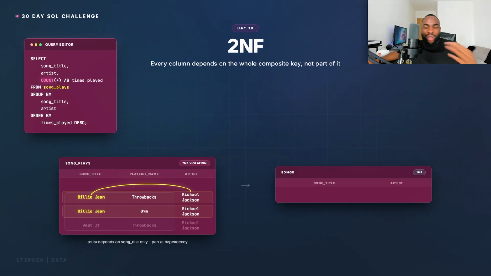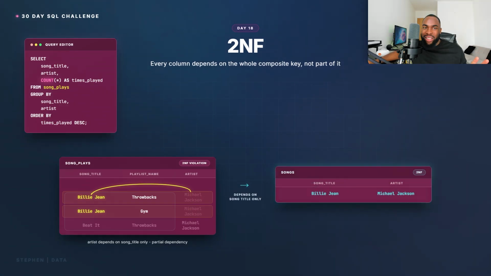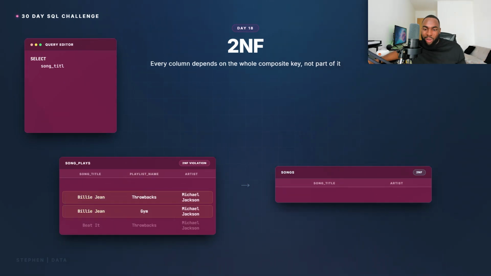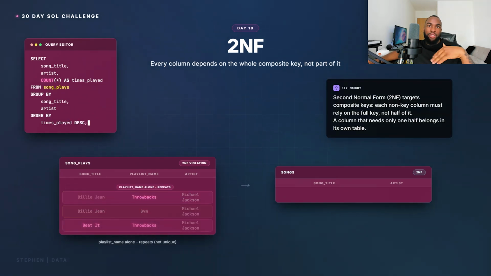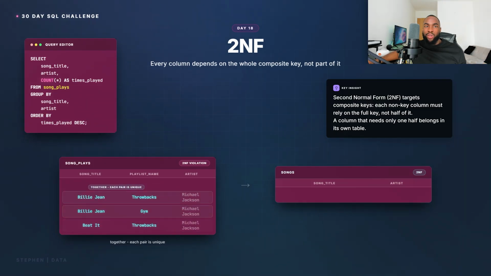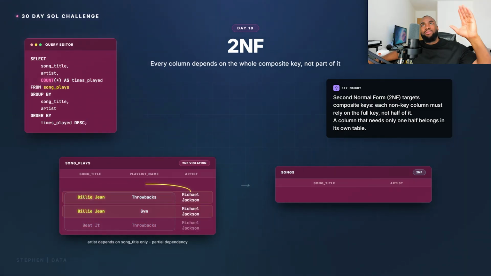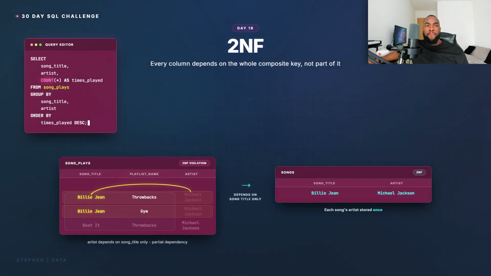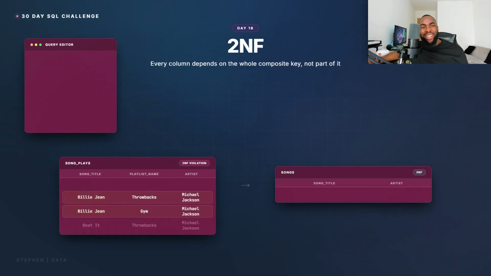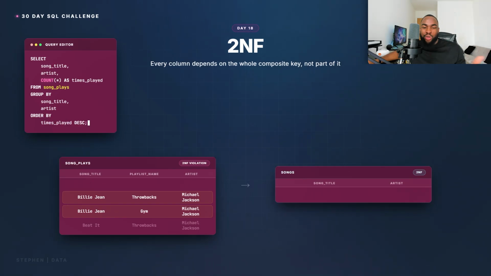Okay, so remember, every non-key must depend on the whole composite key. It cannot depend on just a part of it. A partial dependency is when a column leans on only one part of it. So if it depends on 50% of the composite key, that's a partial dependency. If a column depends on 65% of the composite key, that is a partial dependency. If a column depends on 99% of the composite key, that is a partial dependency, because the word partial literally just means incomplete or just a part of something.